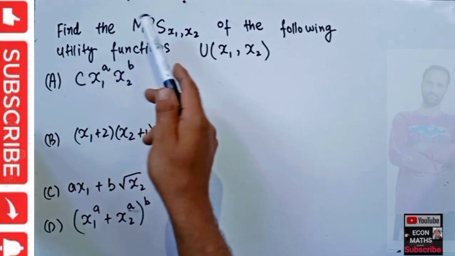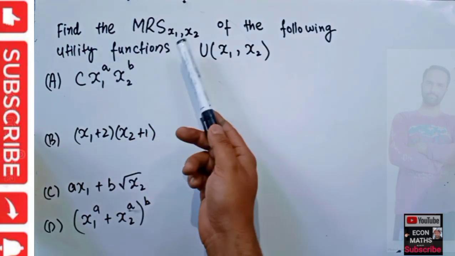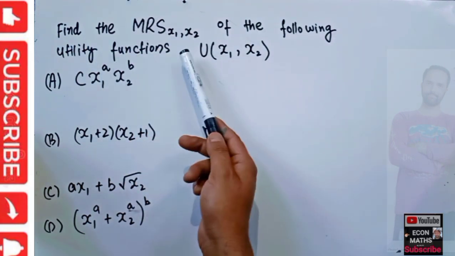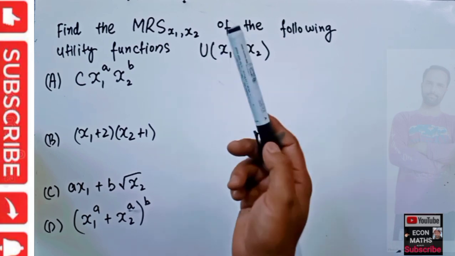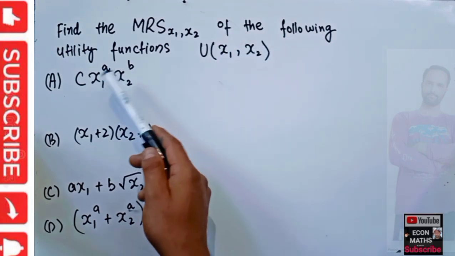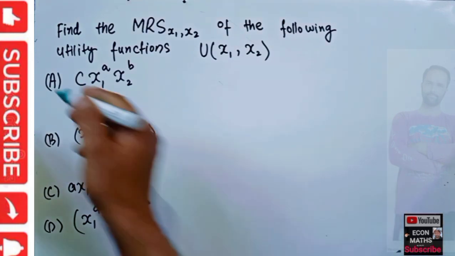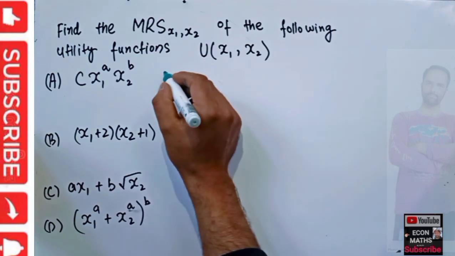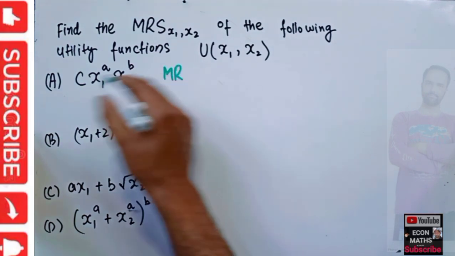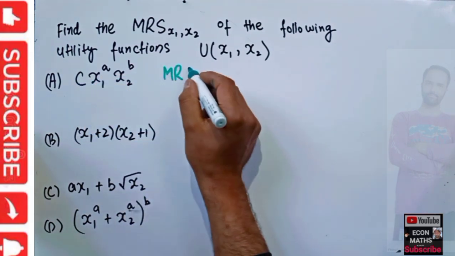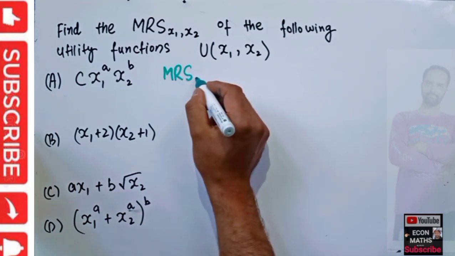The question is: find the marginal rate of substitution between good x1 and x2 for the following utility functions. That is, utility is a function of good x1 and x2. So we are being given four different utility functions. We need to find out their MRS. So let's take the first into consideration. So the MRS of this utility function, let's denote it by 1 2.